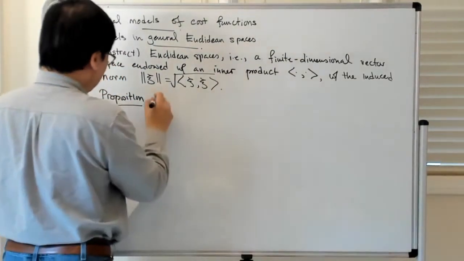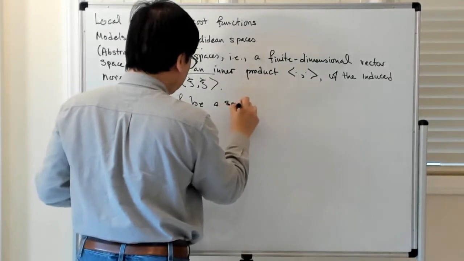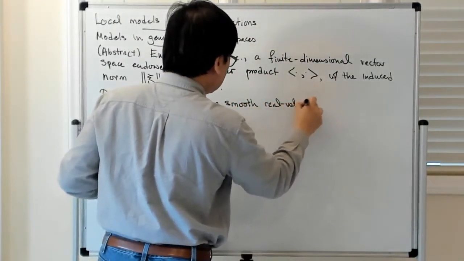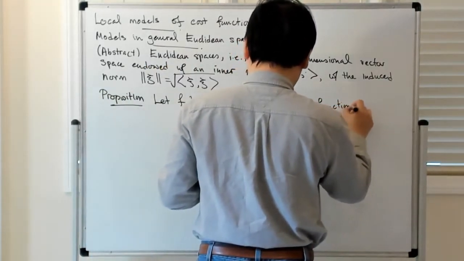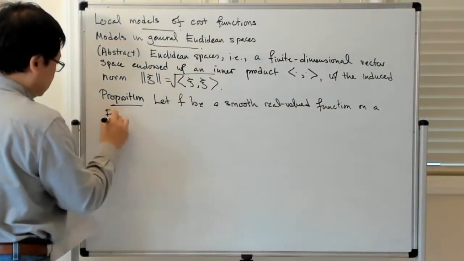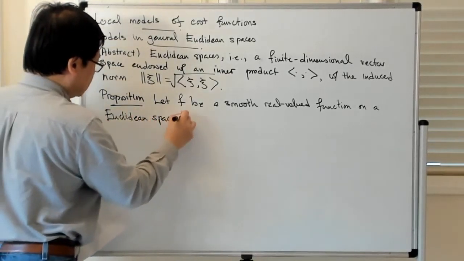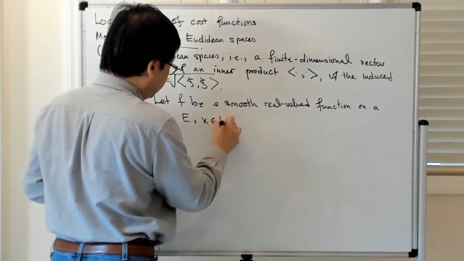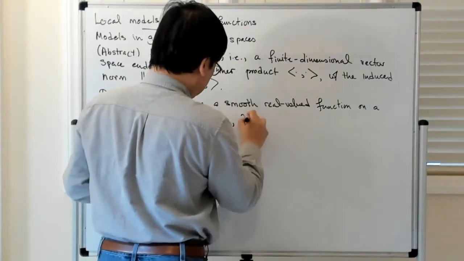So again, let f be a smooth real-valued function on a Euclidean space. Let's call it E. And then we have some point x, which is in E, and a bounded neighborhood of x, U.